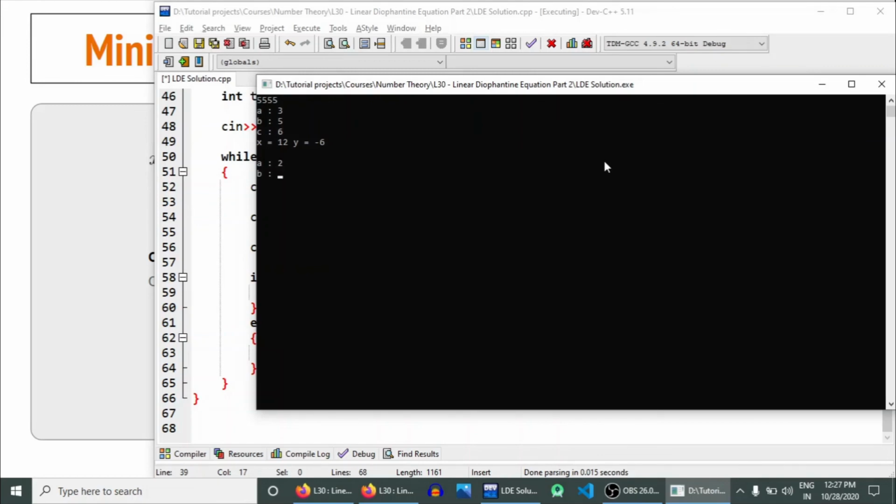Let's do this again. 2x plus, say, 3y is equal to 10. Okay, so minus 10 plus 10, I mean you can multiply them and see this solution exists. Now let's try for some values such that a solution does not exist. 4 and 8 and 7: the solution does not exist because the gcd of 4 and 8 is 4, and 4 does not divide 7, that is why a solution does not exist.